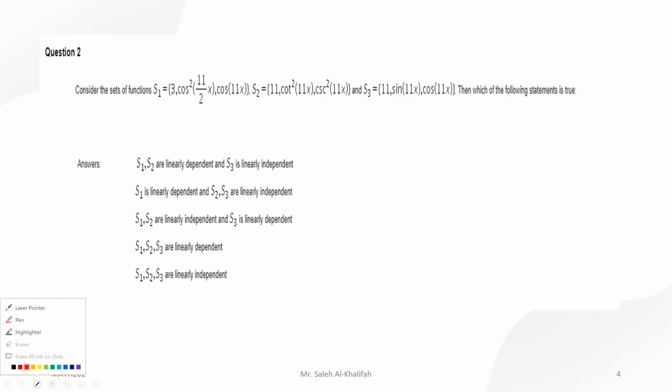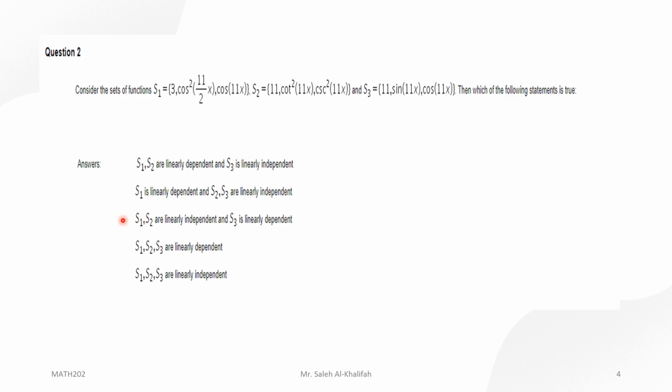الآن عندنا question 2 that says consider the sets. We have 3 sets, S1 and S2 and S3. Sets عبارة مجموعة من الفانكشنز. فست 1 عندنا 3 functions, this cosine square and this cosine, also set 2 and set 3. Then which of the following statements is true.